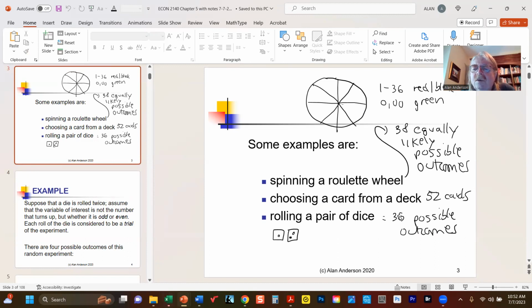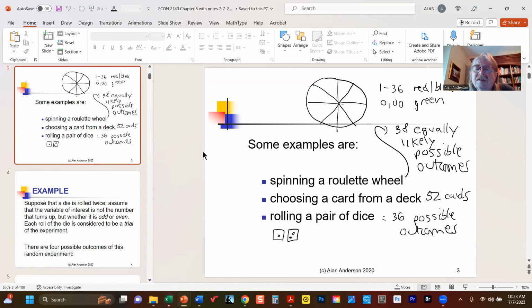Choosing a card from a deck, we know that there's 52 cards, and because the cards are all of equal size and weight, choosing a card from a deck means that each card is equally likely to be chosen. So the probability of any particular card, let's say the ace of spades, is 1 out of 52. And then when you roll a pair of dice, which I'm sure you've all done at some point in your life, you know that there are 36 possible outcomes because each die has 6 faces. And so altogether, there's 36 possible outcomes.